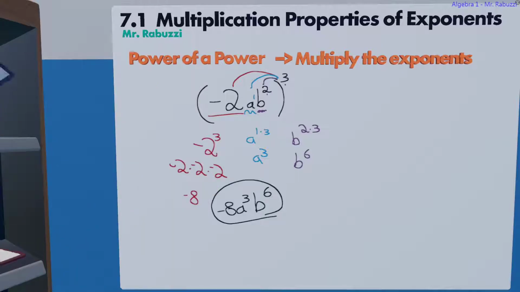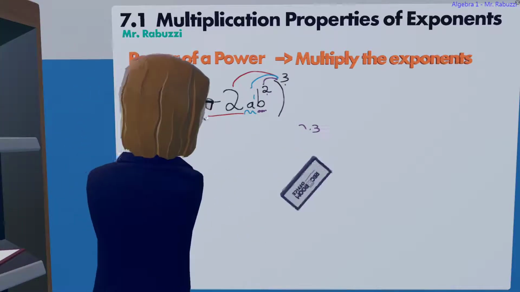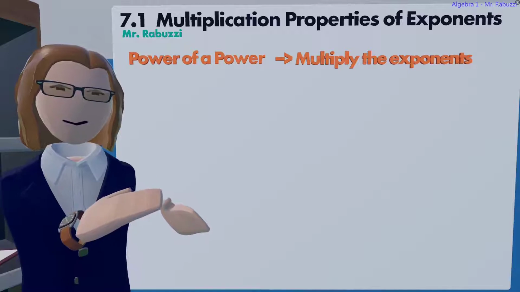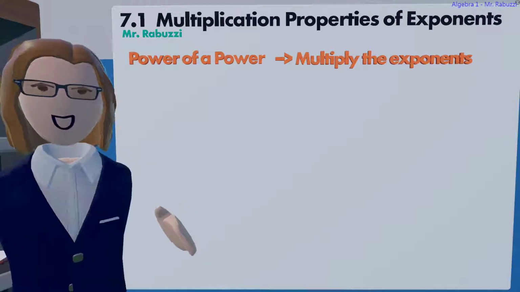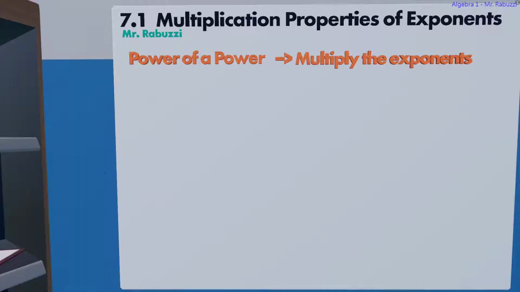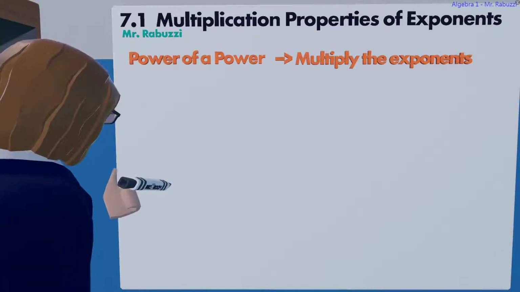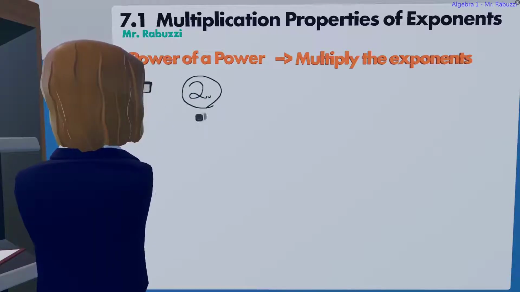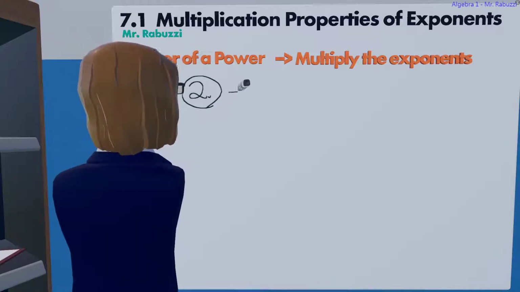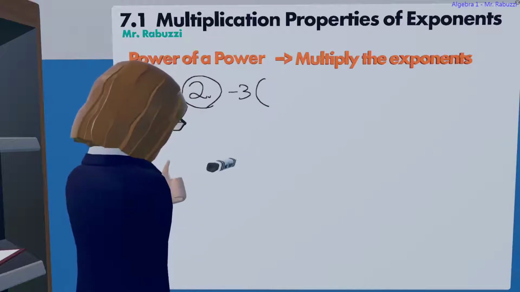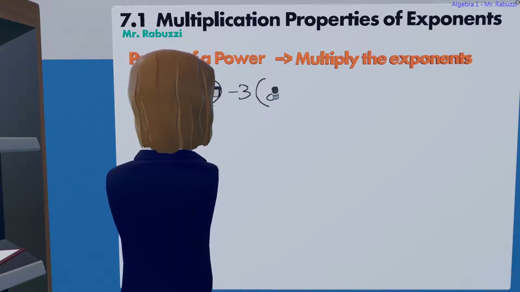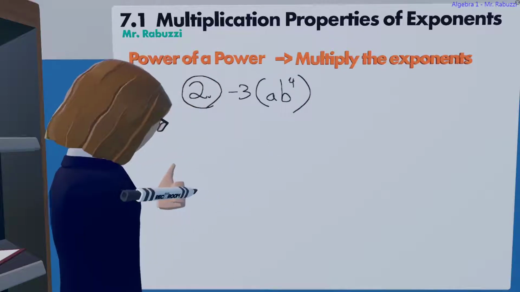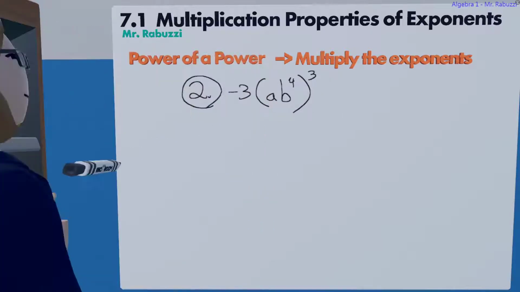Yes, we have time. Okay, so this is an example from the packet. If you go to the page with the warm-up, the next page, and then the next page, so second page of practice problems. This is number 2, I think, from that page. And it says negative 3 times (A B to the 4th), close the parentheses, cubed.